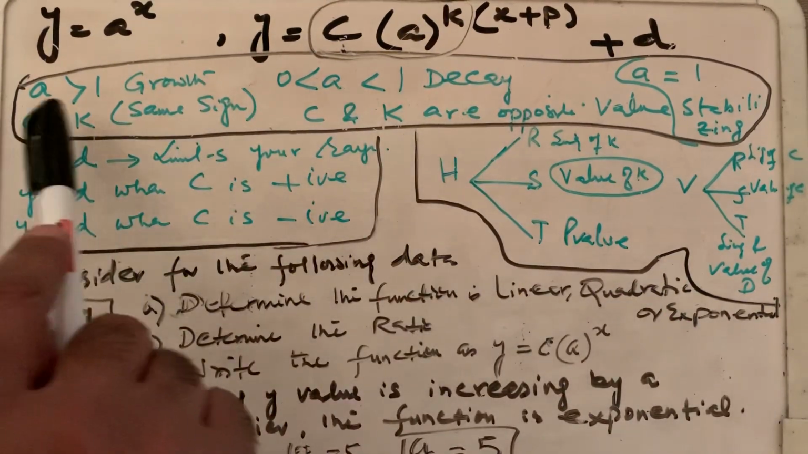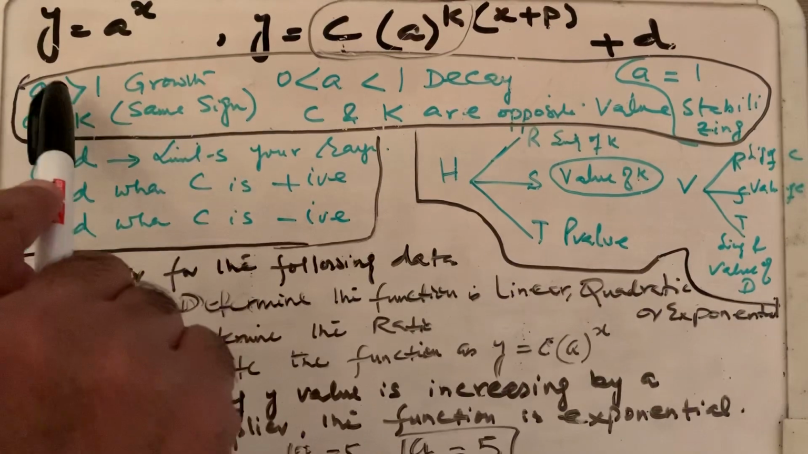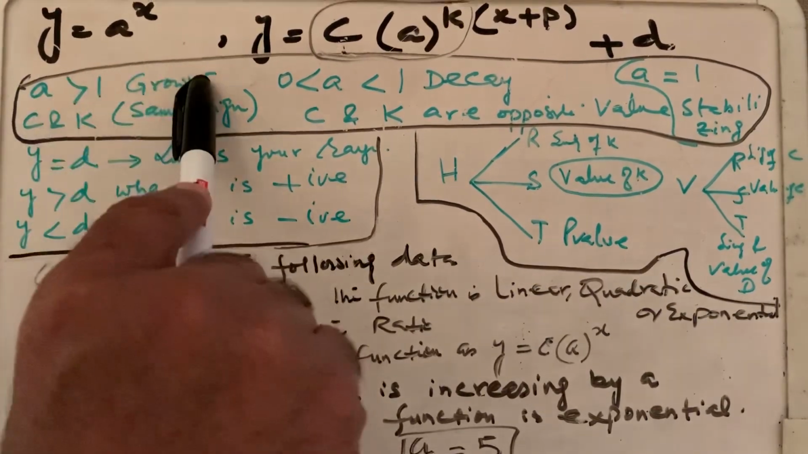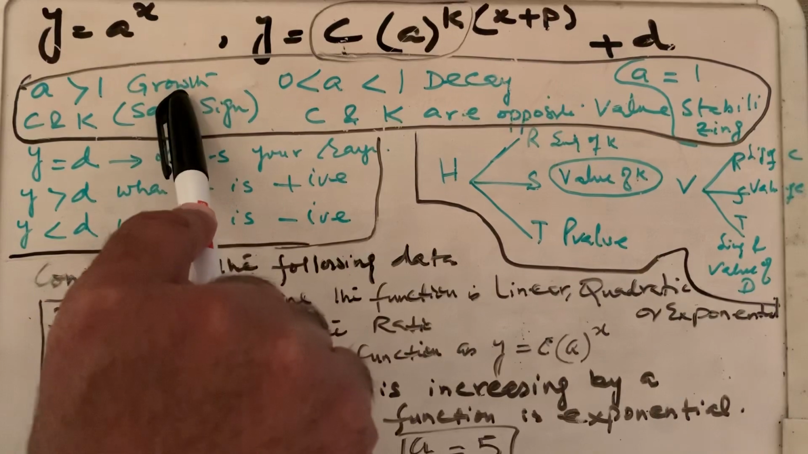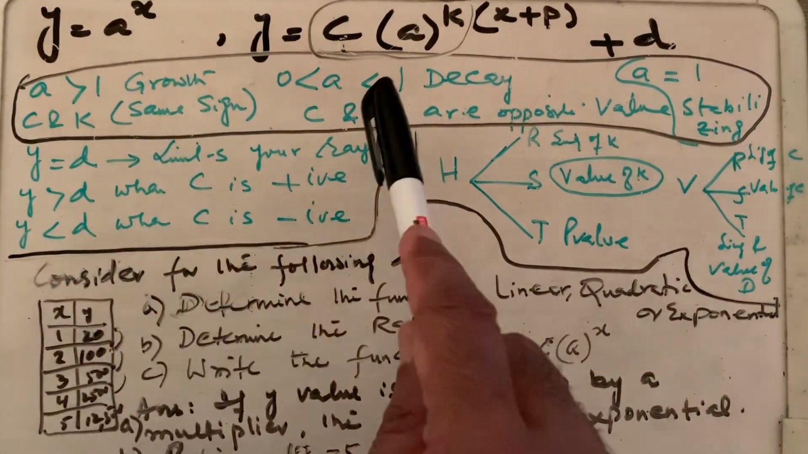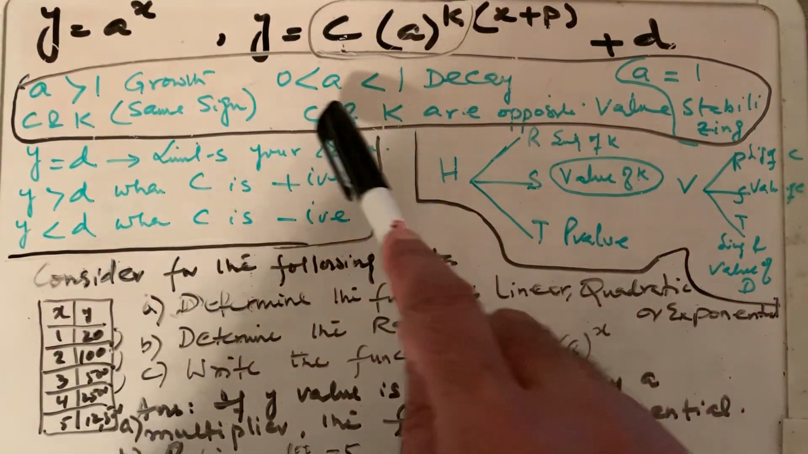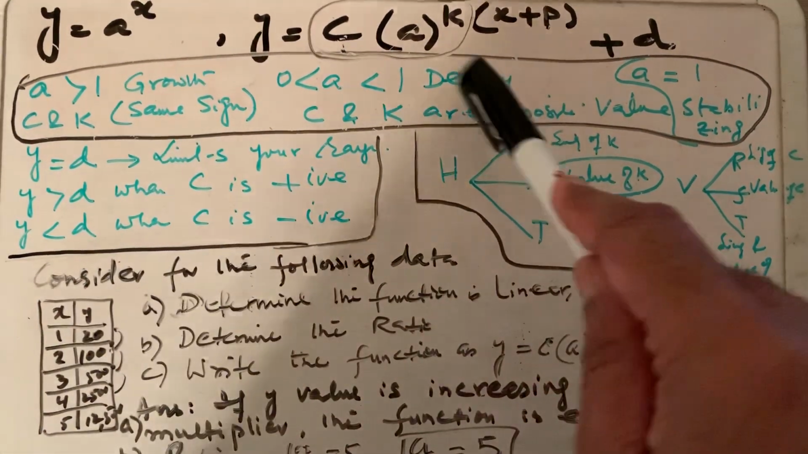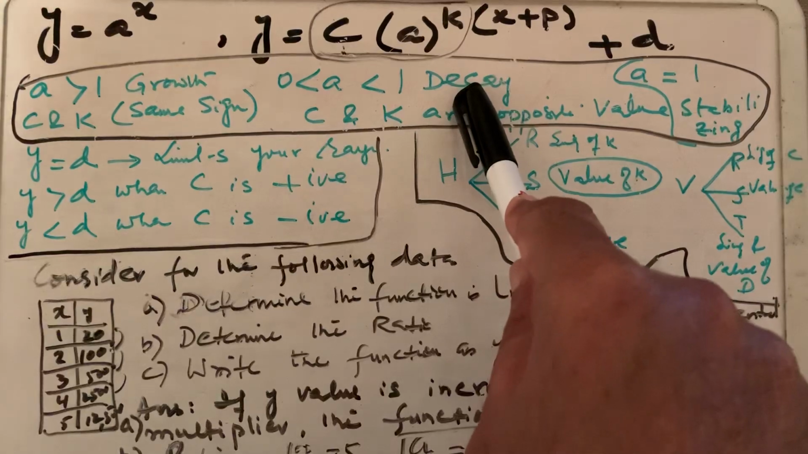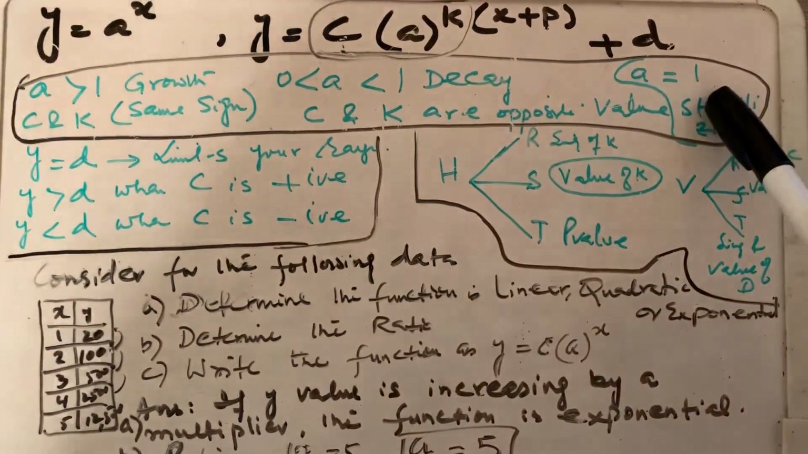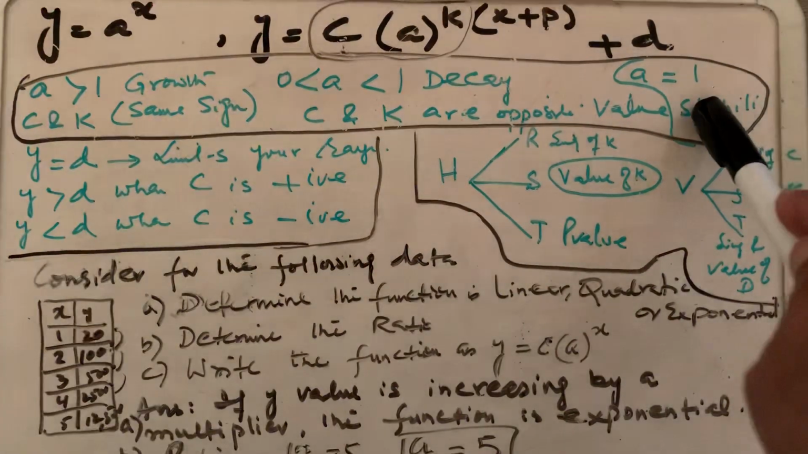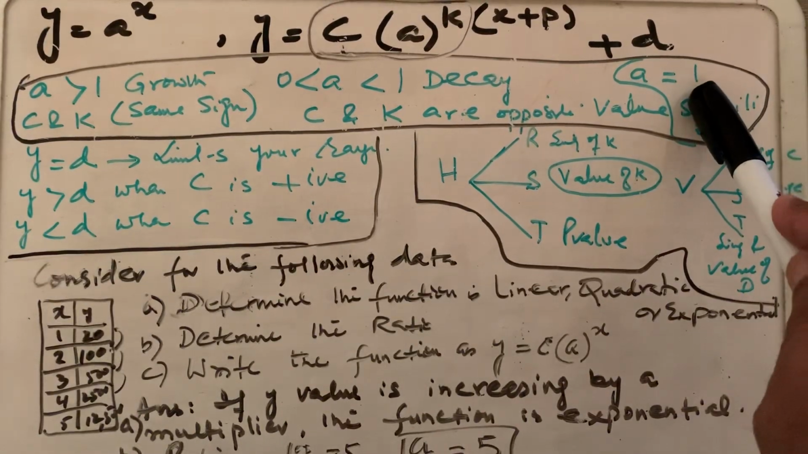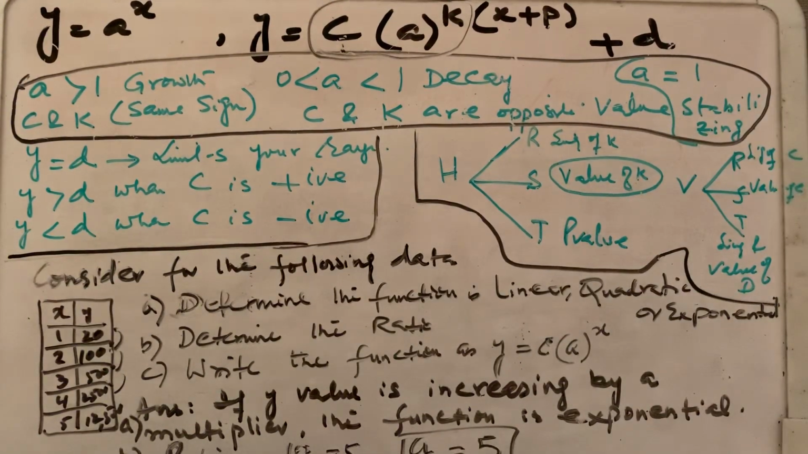If the signs of C and K are the same and A is greater than 1, then it's a perfectly growing or increasing exponential function. But if A is greater than 1 but C and K are opposite, then the function is decaying or decreasing. When A is equal to 1, the exponential function is always stabilized. Stabilized means parallel to the x-axis, right? There is no increase or decrease.